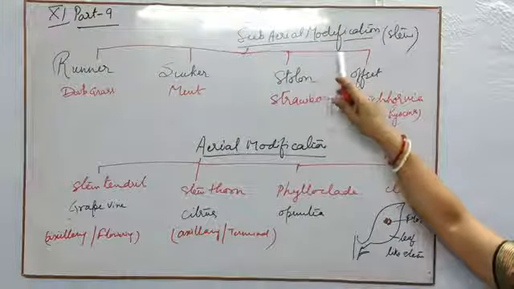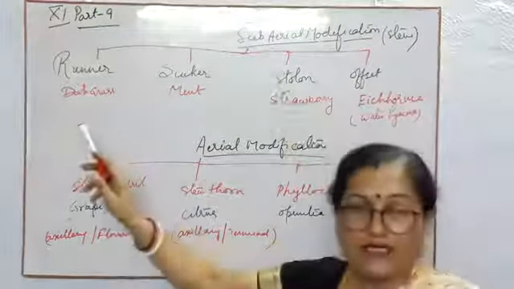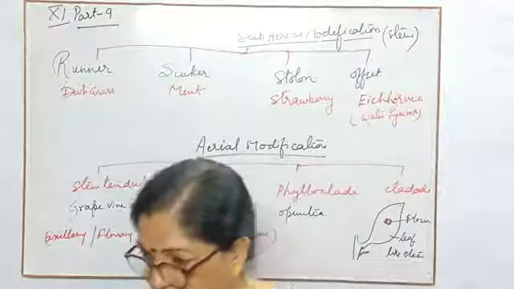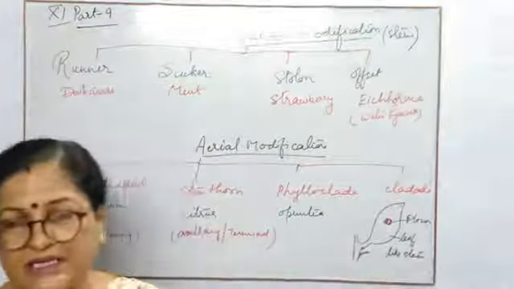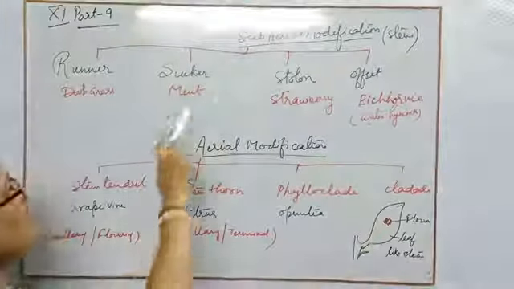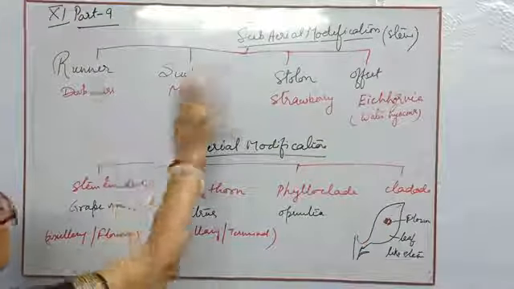So for subaerial modification of the stem, children, you can understand what is the meaning of subaerial. Subaerial means they are above the soil but they are not so long, not so erect. So they are belonging to the subaerial group.